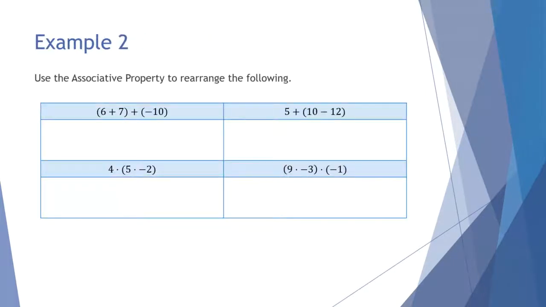So I've got 4 examples here where we're going to use the associative property. For the first one, I have 6 plus 7 plus negative 10. I put negative 10 in parentheses just to indicate that it's a negative there. I have 6 plus 7 grouped together. If I want to use the associative property of addition, that means that instead of grouping 6 plus 7 together, I could group the 7 plus negative 10.